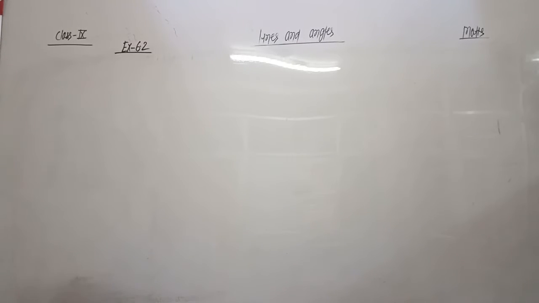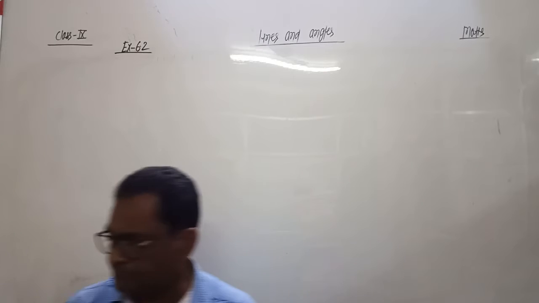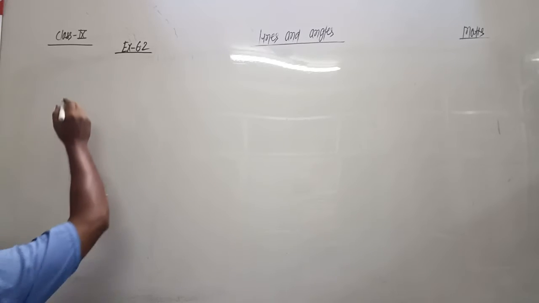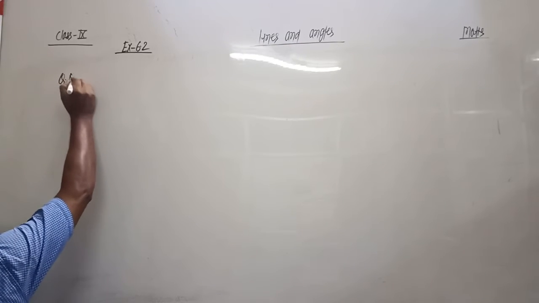We continue exercise 6.2 of lines and angles. We discuss question number 3. We have given that AB is parallel to CD.